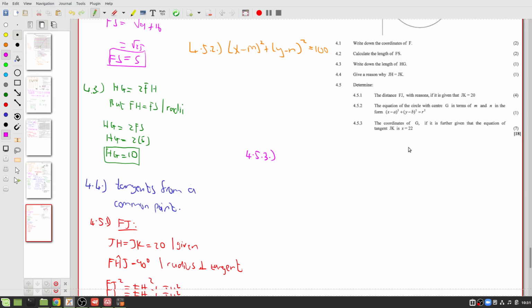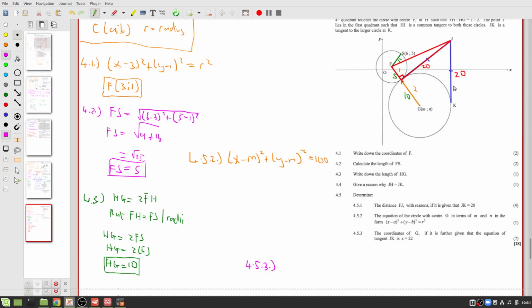If it is given that JK has the equation of x equals 22. Okay, so this line has the equation x equals 22. If we know it's x equals 22, we know it's a vertical line, right? The gradient is infinite, or undefined in essence. So we know it's a vertical line because the equation is x equals 22, which means from here, if we go straight to the side, we can know this distance.